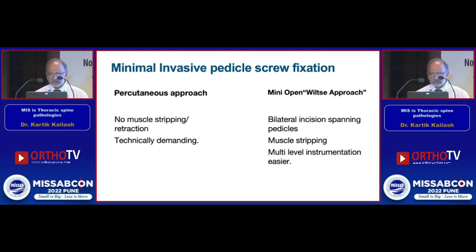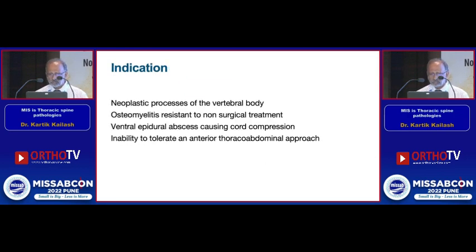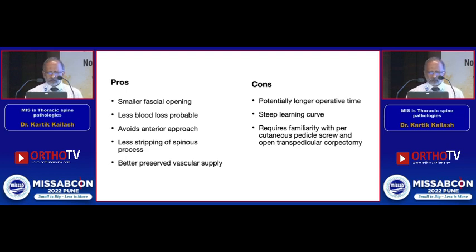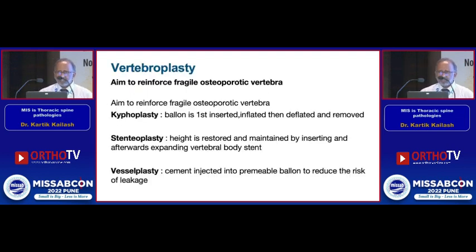It can be done either by a direct approach or by the Wiltse approach. Indications, again, everything is an indication now to do in MIS. Contraindications would be severe osteoporosis, relatively now, previous laminectomies, or a very poor surgical candidate. Advantages are very similar. Lastly, going on to some thoracic levels, vertebroplasties or kyphoplasties, these are current things that are being done to reinforce our osteoporotic vertebrae.